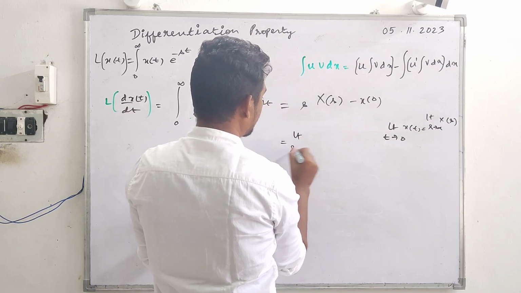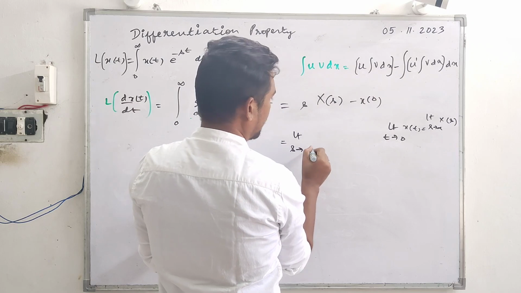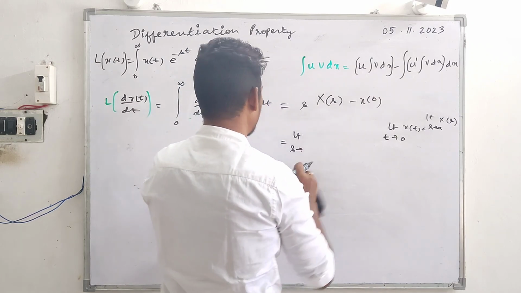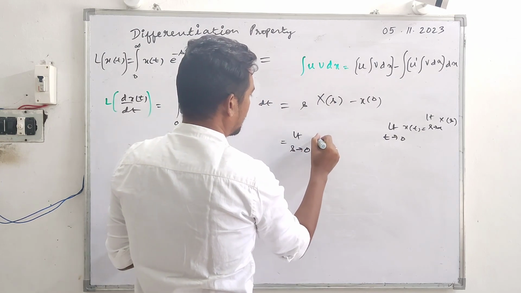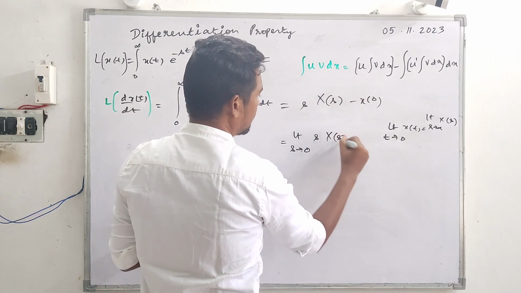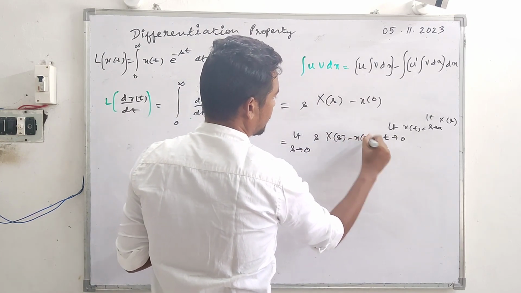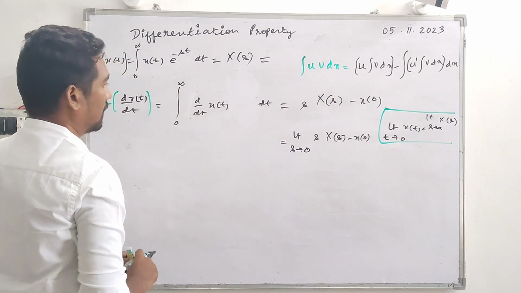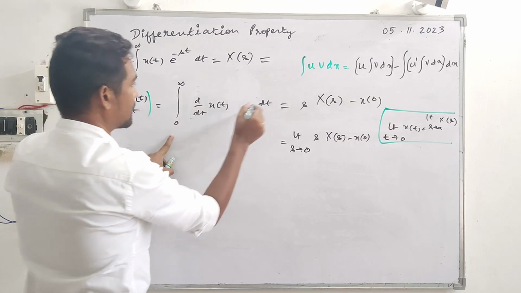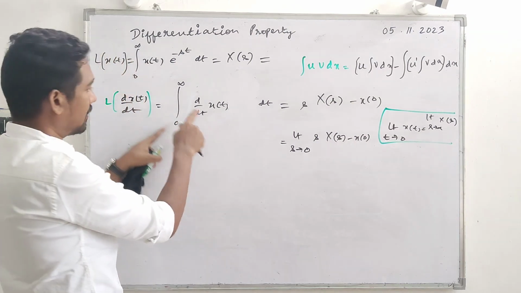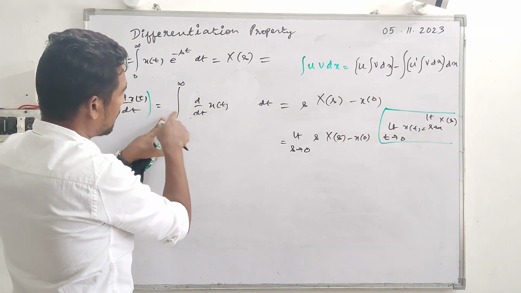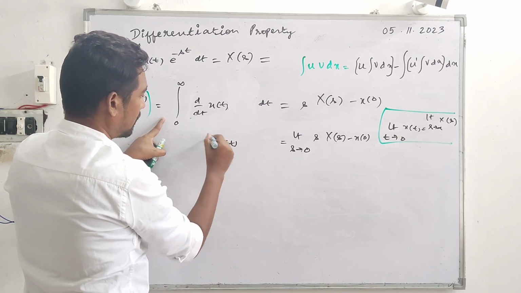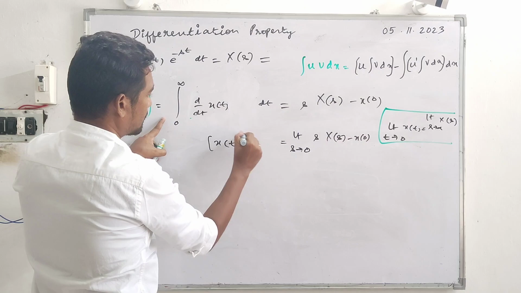And over this side, plugging in with what? Limit s tending to infinity this time? No, s tending to 0, isn't it? s into x of s minus x of 0 remains as it is. This is another result, don't get confused with this one. And in this case it's dt. In this case, integration and first derivative get cancelled, x of t remains along with the limits.